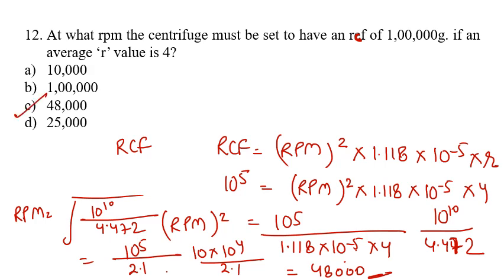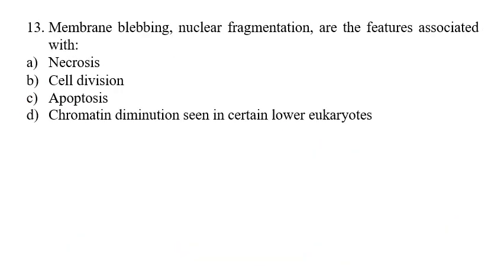So at 40,000 RPM, the centrifuge must be said to have an RCF of 1 lakh G if the average R value is 4. Okay. So the correct option is C.